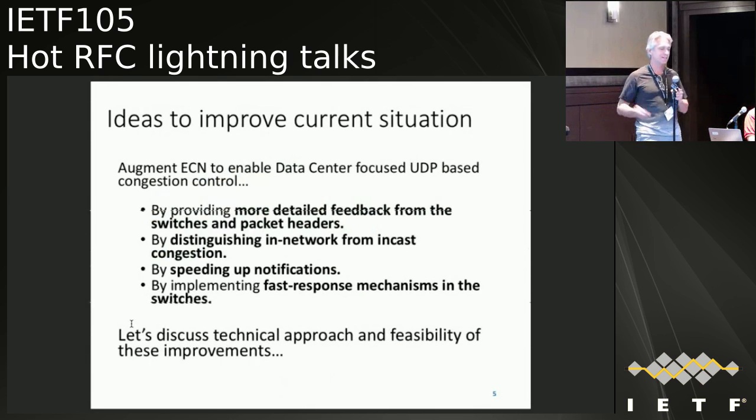So some ideas are augmenting ECN with a data center focus for a UDP layer, providing more feedback from the switches in the packet headers, perhaps marking delay inside packets so that we can get a really fine-grained view of what's going on. Being able to figure out whether the congestion we're experiencing right now is in network or in cast, because maybe we would take different approaches. Being able to speed up notifications to the source so they can quench in a way that addresses it. And then implementing fast mechanisms in the switch to respond immediately.